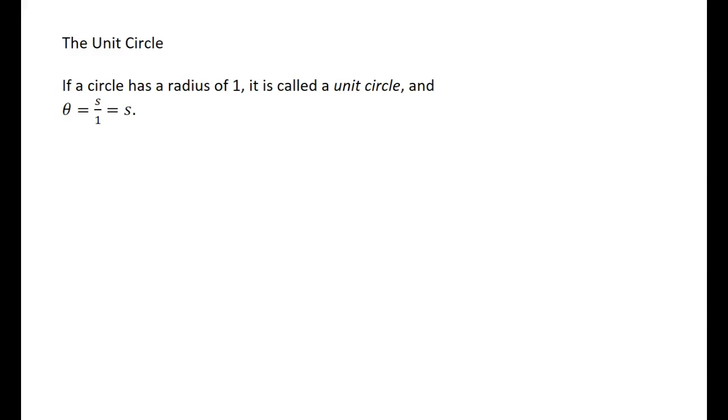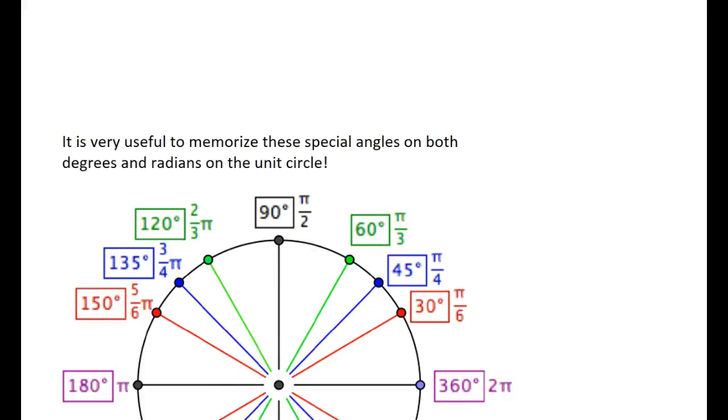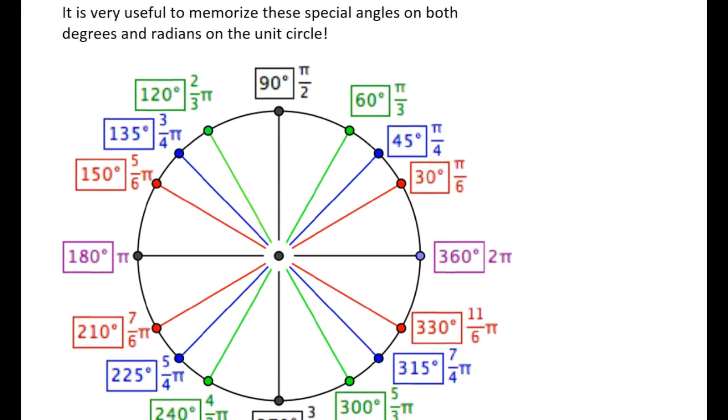Okay, and then finally let's talk about something called the unit circle. If a circle has a radius of 1 unit, it's called a unit circle. And your radians are equal to your arc lengths, okay, because r is just going to be 1. So it's going to be really useful if you can memorize these special angles in both degrees and radians on the unit circle.